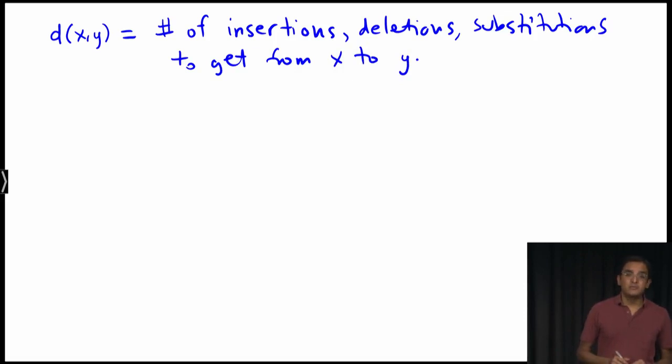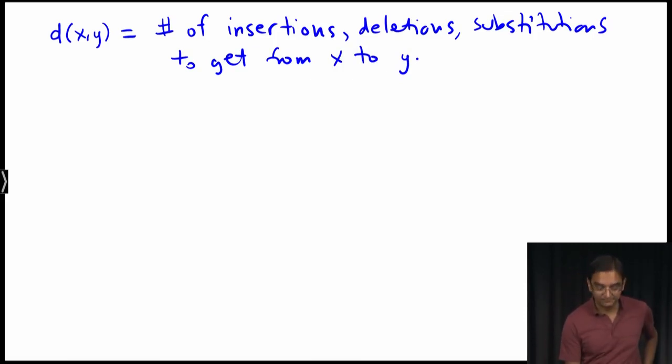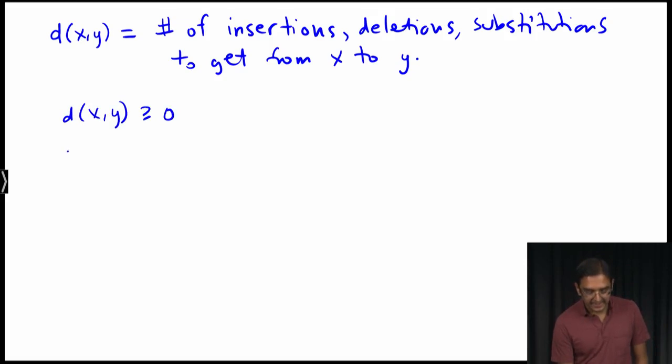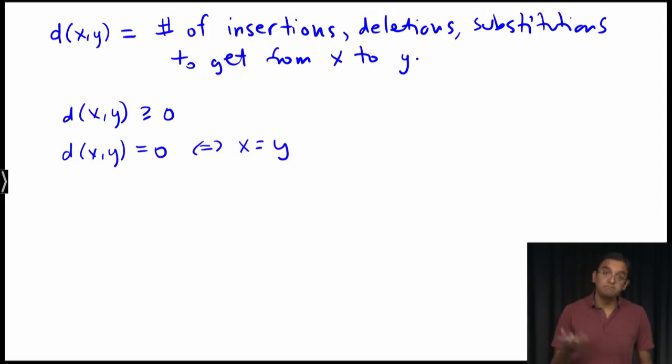So why is this symmetric? Well, once again, we just have to go through the properties. Okay, so first of all, is it always positive? Yes. Okay. Is it the case that it's 0 if and only if x equals y? Again, obviously yes.